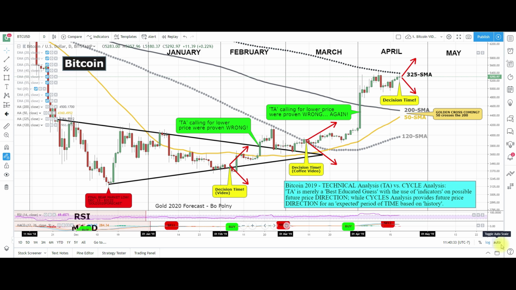And within this video, I'm going to illustrate how using cycle analysis since the specific low that arrived on December 13th, 14th of 2018, and how we forecast the exact low, and how since that low, each breakout or decision point was forecast in advance within our analysis. So let's get started.